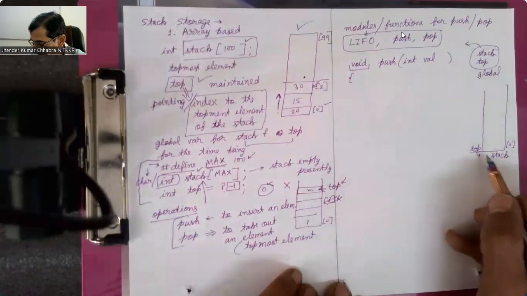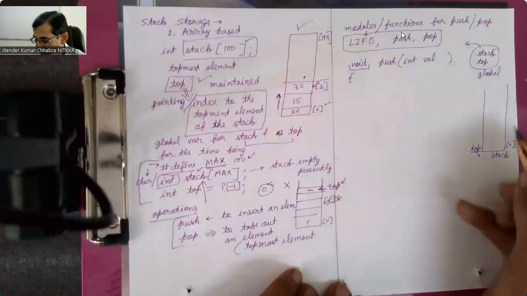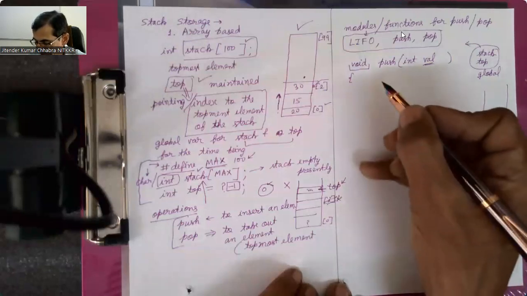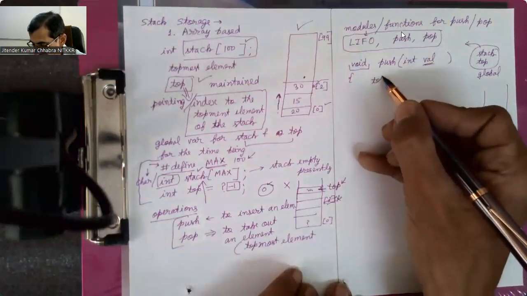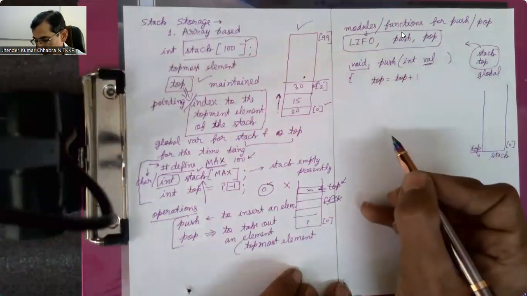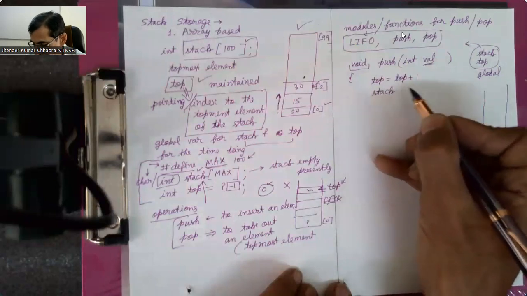How to add? It cannot be at the top position. The topmost element is what top points to. So whatever new element is being pushed, the top should point to it. That will mean, first of all, I will increment the top. And then I should store this element into the array.